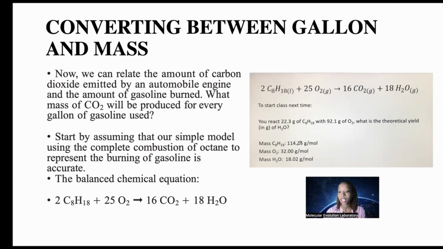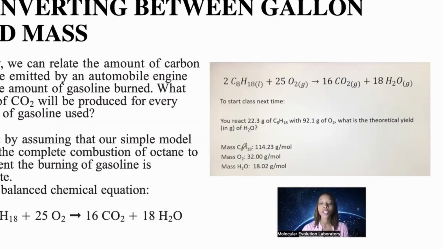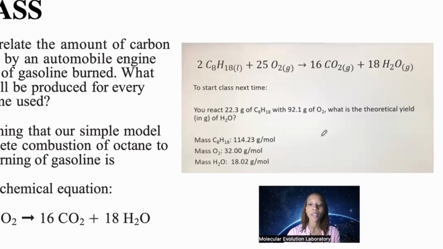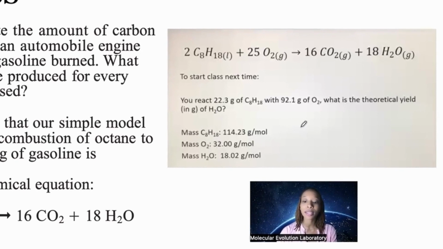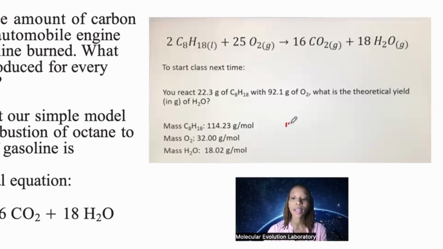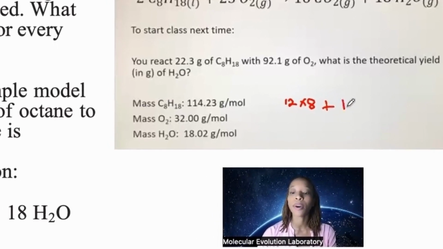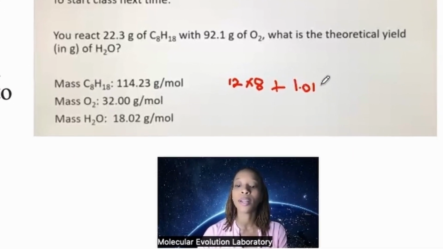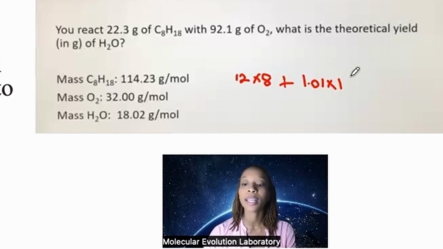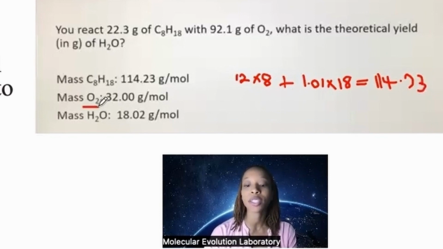Here, this is basically just inserted here, even though it's actually talking about theoretical yield, and we'll get there eventually. First, you'll have to find the mass of octane. So find the mass of C8H18. We know that carbon has an atomic mass of 12, so that would be 12 times 8, plus hydrogen, which is 1.01, times 18, which basically gives you 18. So 12 times 8 plus 18 gives you 114.23.